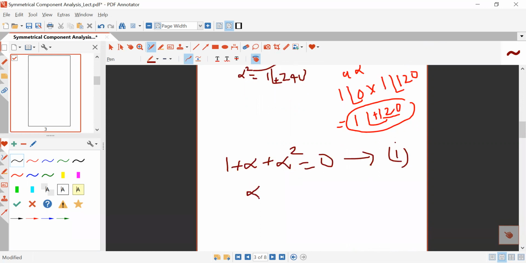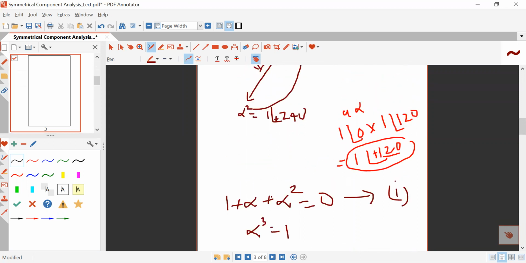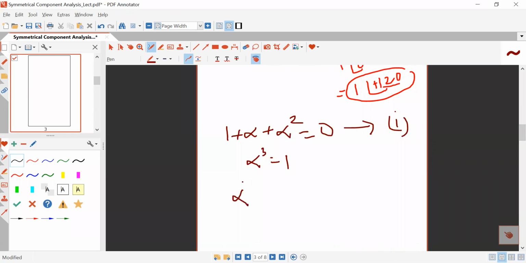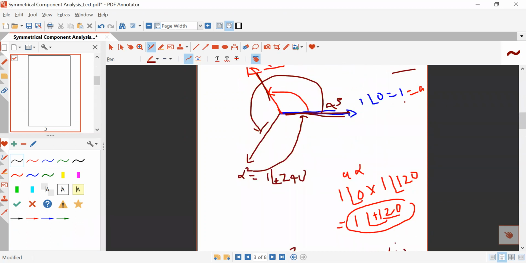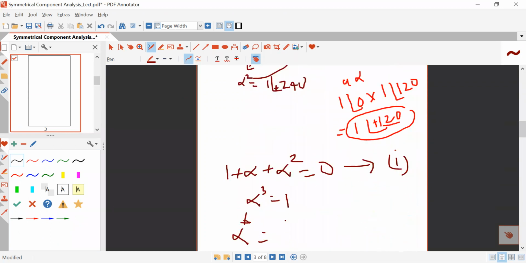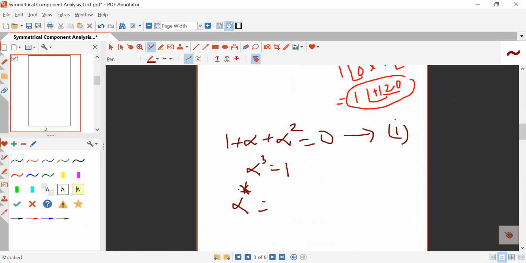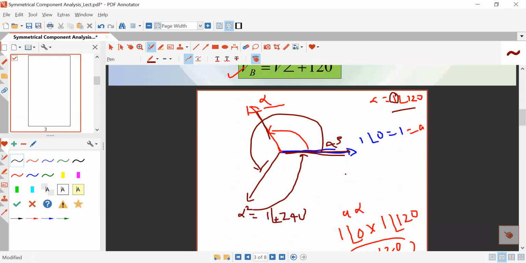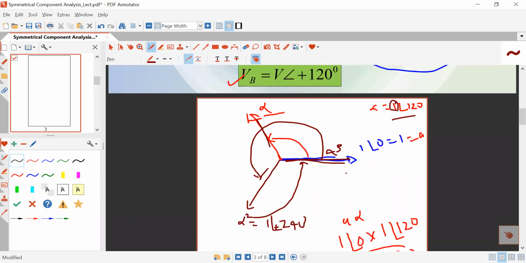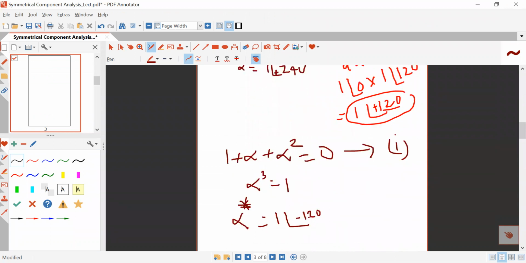And second thing is alpha cube will be 1. Now I am asking you, what is alpha square conjugate or alpha conjugate? If alpha is 1 angle 120, then alpha conjugate will be 1 angle minus 120. This is the meaning of complex conjugate. If alpha is 1 angle plus 120, then its conjugate will be minus 120.